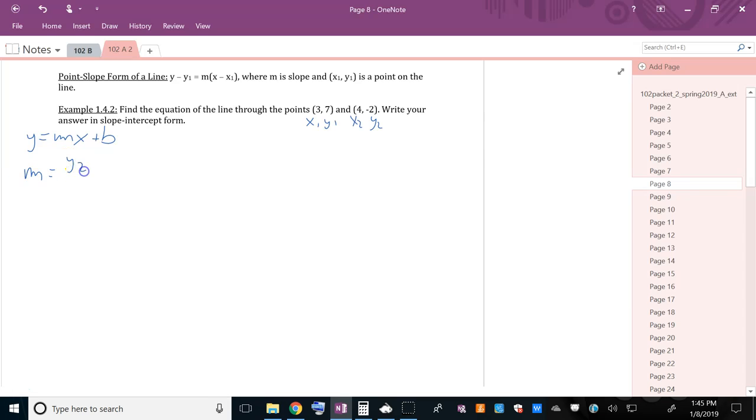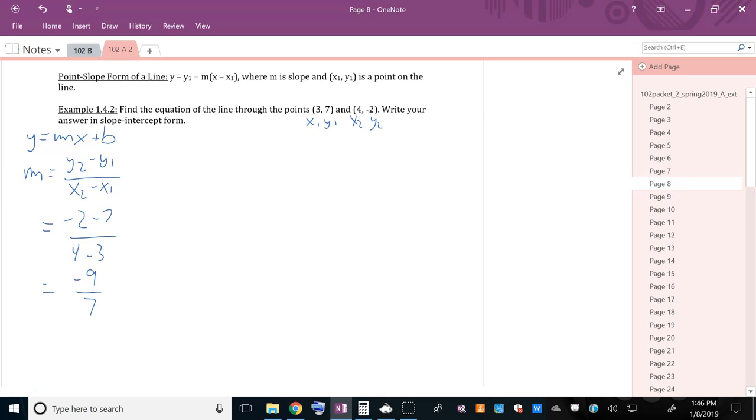If we remember our previous section, that's y2 minus y1 over x2 minus x1. So here I get negative 2 minus 7 over 4 minus 3. So I get negative 9 over 1, which unfortunately does not reduce.